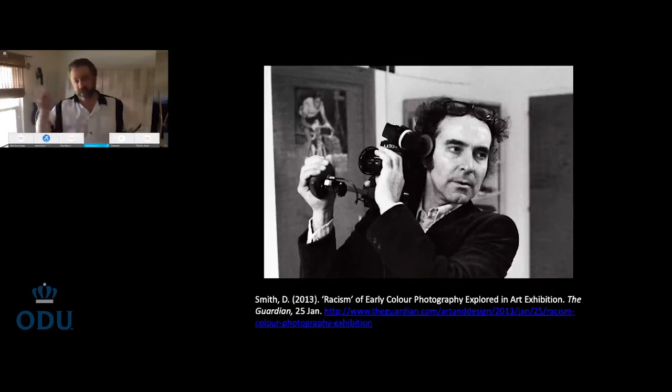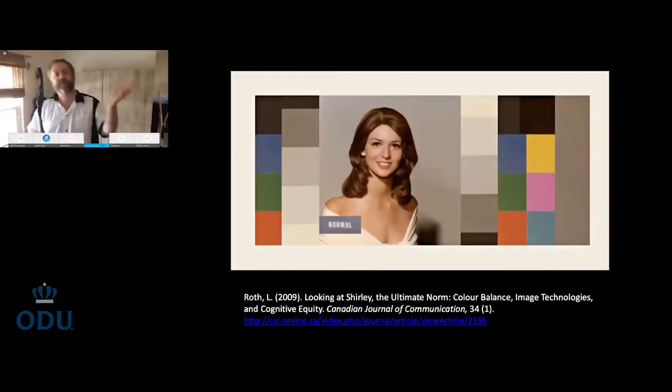We see that because, for example, this is the famed cinematographer Jean-Luc Godard, who in an interview in 1979 specifically said that he refused to use Kodak film, which he described as racist. He said Kodak film is racist. The way film was developed and printed was also racist.